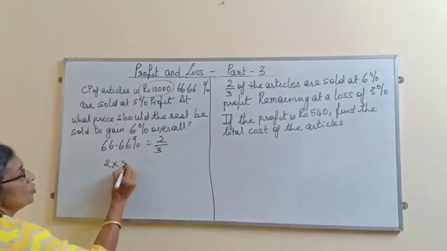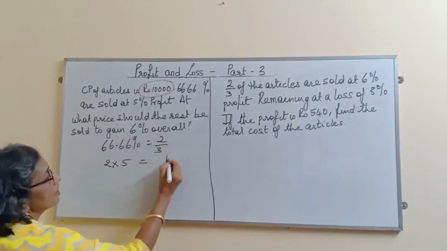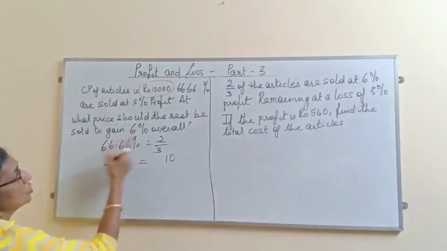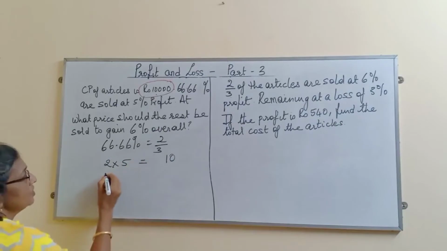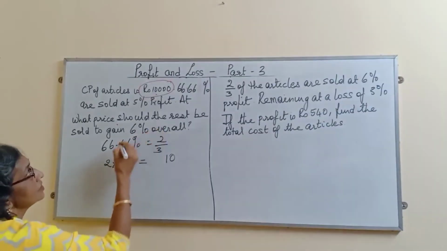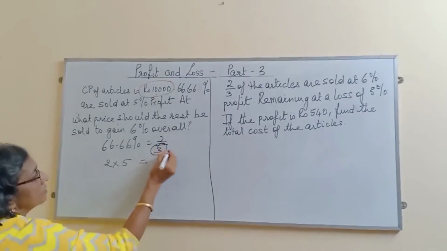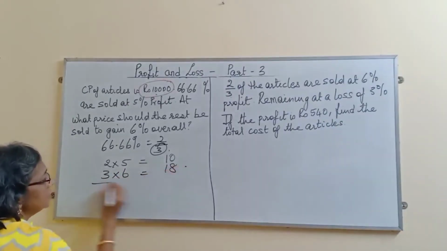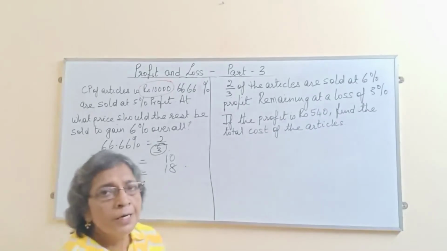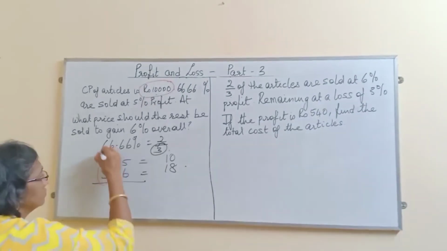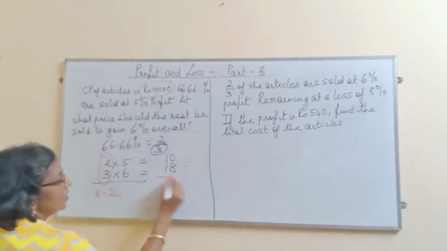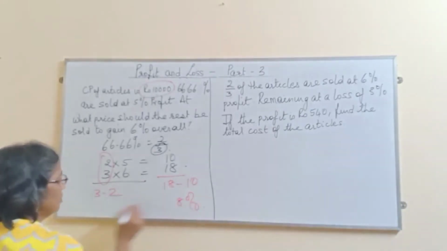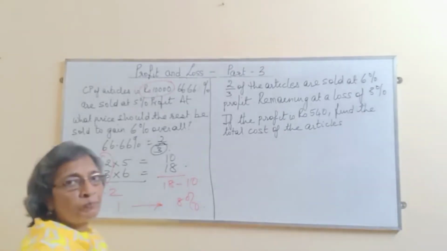So this would be 2 into 5, that is 10. At what price should the remaining be sold to get an overall profit of 6? We have got 3 articles here. So this would be 3 into 6, that is 18. How much is left here? Just 1. 3 minus 2, and this would be 18 minus 10. So 8% profit on the remaining 1.